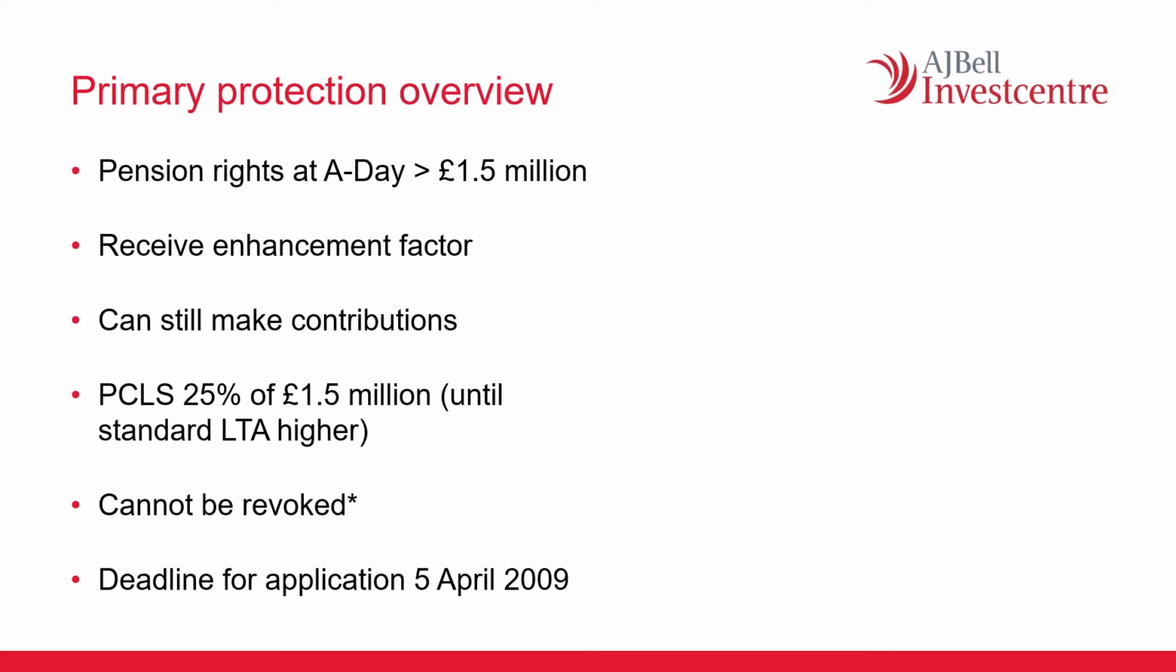You can't revoke primary protection. So once you've got it, you've got it. It doesn't matter if you're making contributions; you can't write to HMRC and say, I don't want it anymore. The only caveat on that, hence the asterisk, is that you can lose it on divorce. I'm not going to go into a lot of detail about that today, because my next webinar is about divorce, and I will cover the impact on protections in that one, amongst many other aspects of pensions and divorce. We've got enough in here for today, so I'll leave that one till later. And you had until the 5th of April 2009, so 3 years from when the rules came in, to apply for primary protection.